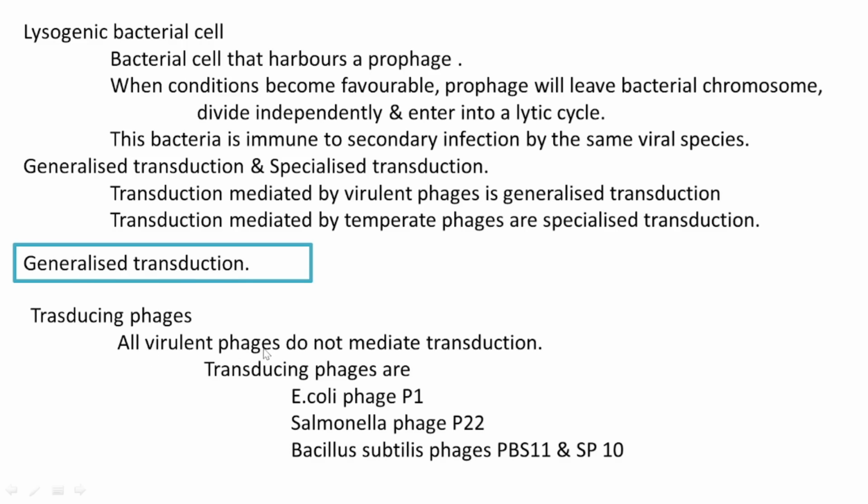And not all virulent phages carry out transduction. Then which virulent phages carry out transduction? We need to understand some examples. Transducing phages, for example, E. coli phage P1, Salmonella phage P22, Bacillus subtilis phages PBS1 and SP10 are some common examples of virulent phages that do generalized transduction. Okay, next we are going to see that process.